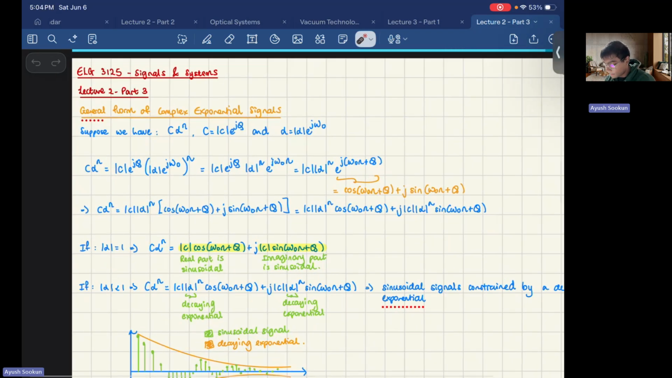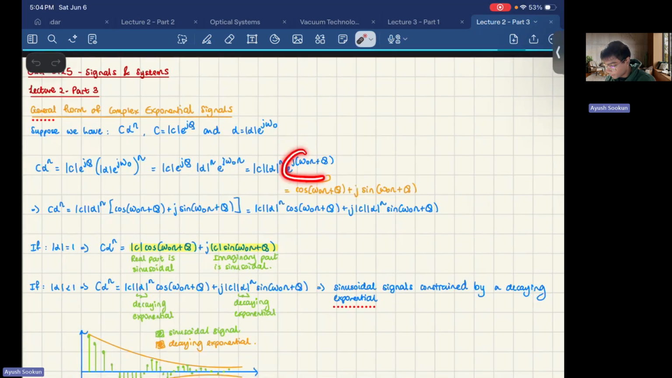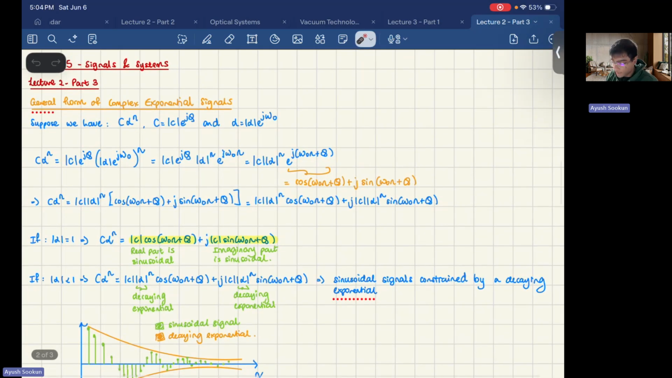And now you take that and plug it into here. So this is what we have there. Now I'm just going to distribute it through the brackets, and this is what we got. So we have a real part, as you can see, and then an imaginary part.